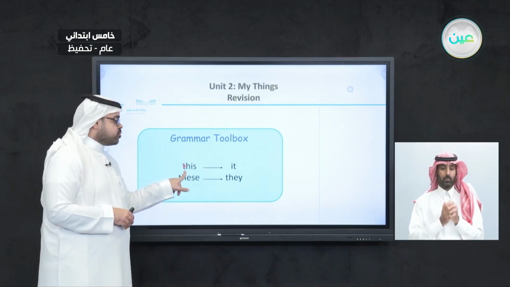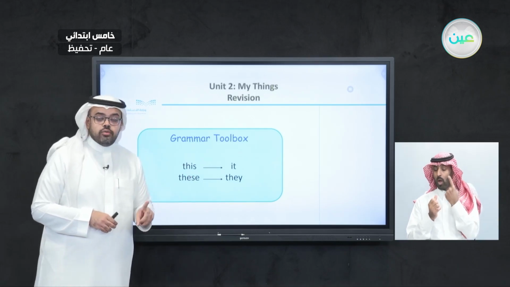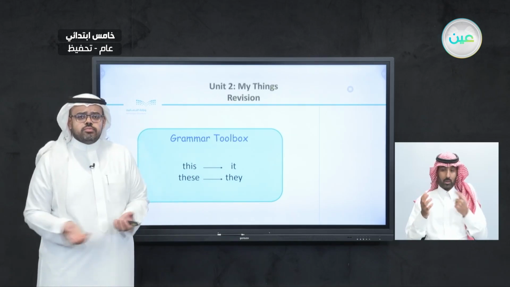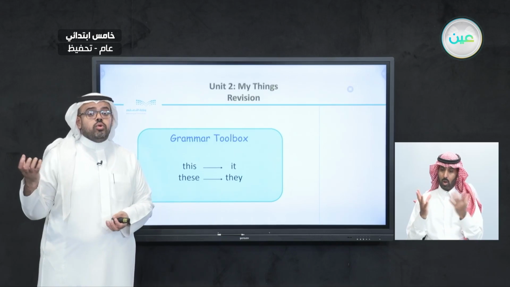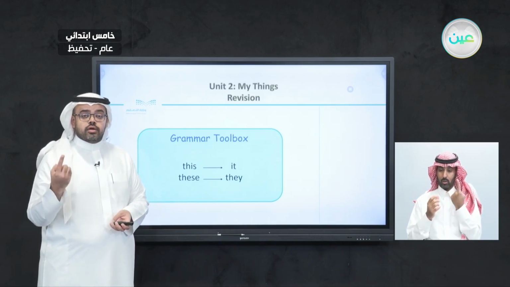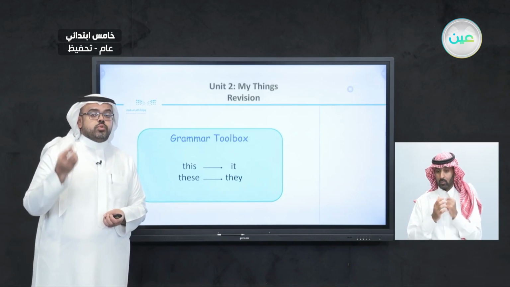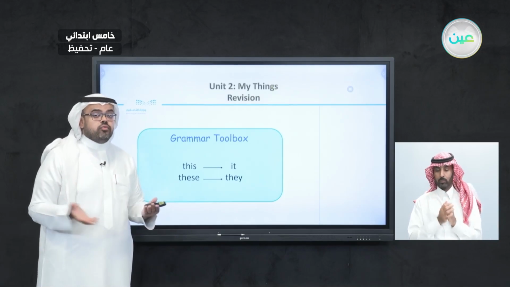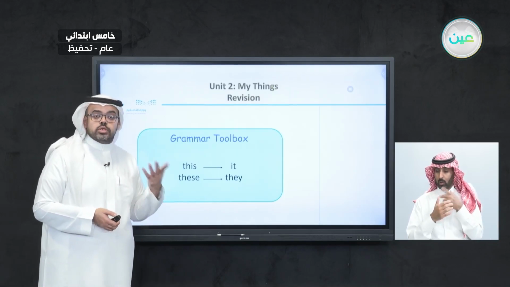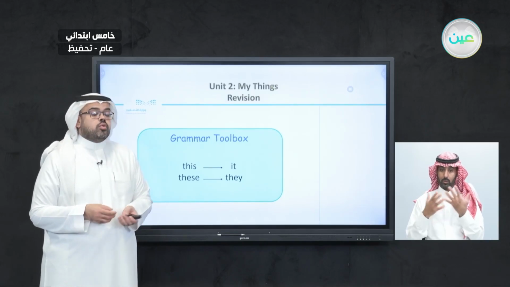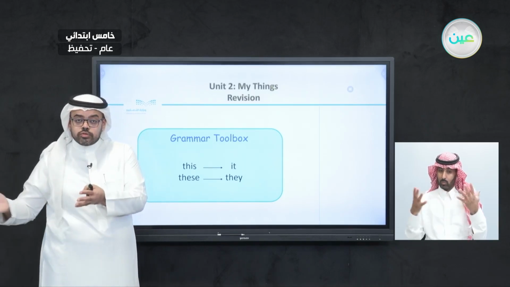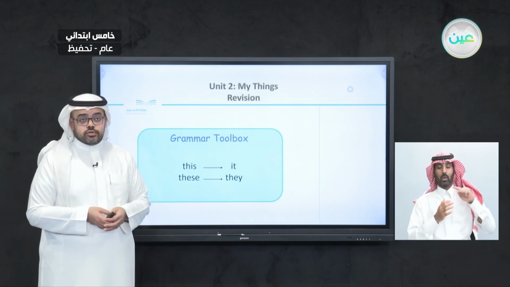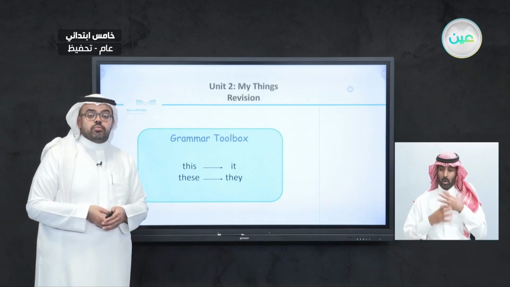So with this, we're talking about singular nouns. And with these, we're talking about plural nouns. And what's the difference between singular and plural? By singular we mean one thing or one type, so for example, one phone or one book or one light. And by plural, we mean when we have two or three or many books or many lights and so on. So this is the difference between singular and plural.